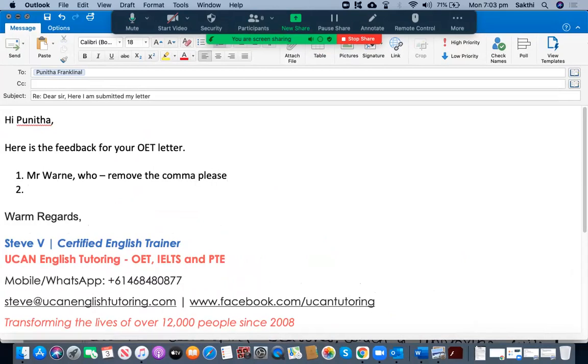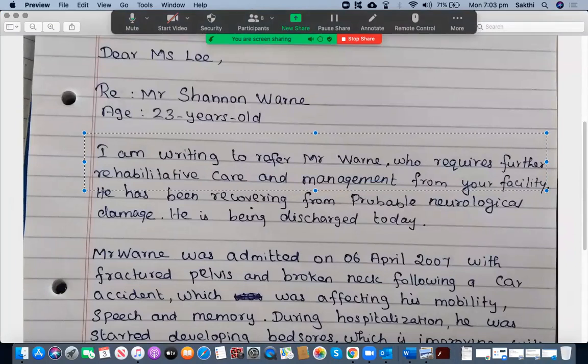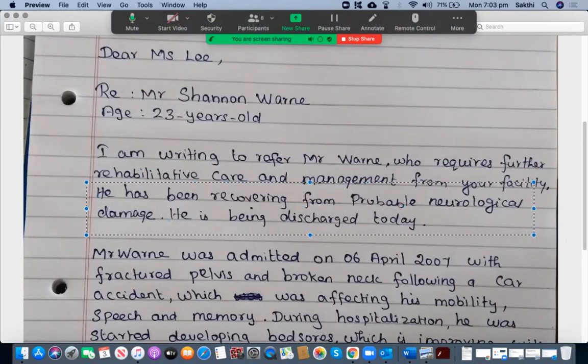All right, let's go to the next one. He has been recovering from probable neurological damage. Probable neurological damage, okay? He is being discharged today. That's okay. What you could have done is you could have added this maybe using and, okay? He has been recovering from probable neurological damage and he's being discharged today.